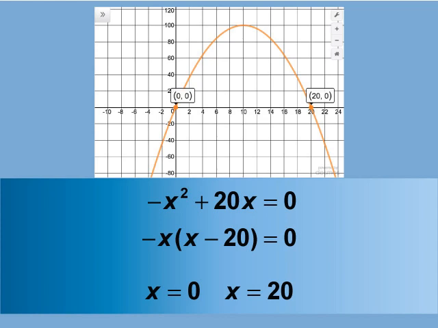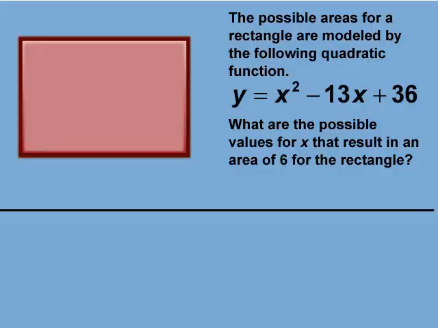Let's look at another example. The possible areas for a rectangle are modeled by the following quadratic function. Y equals x squared minus 13x plus 36. What are the possible values for x that result in an area of 6 for the rectangle?